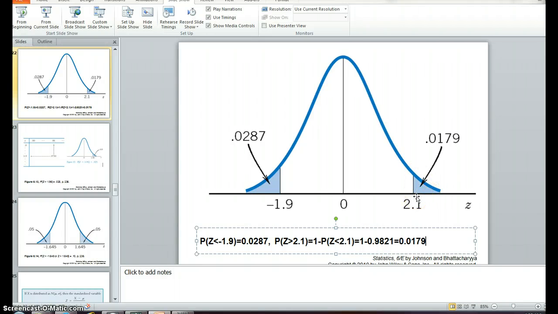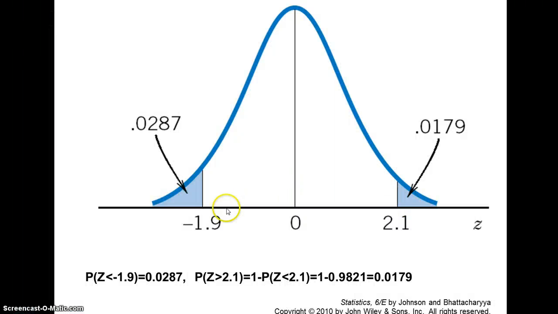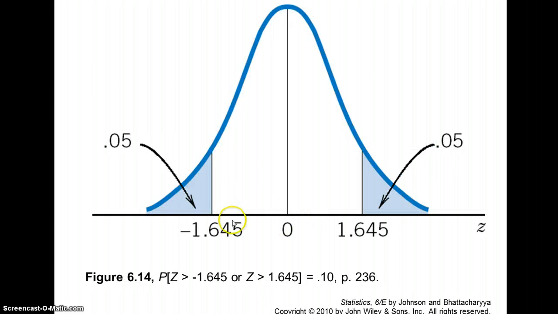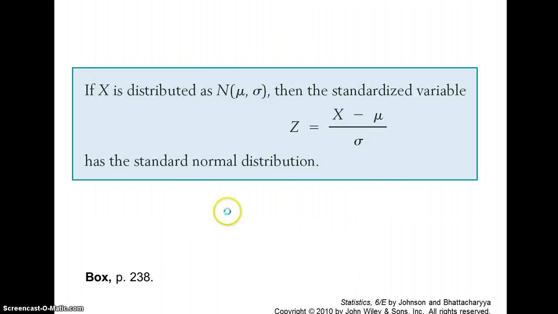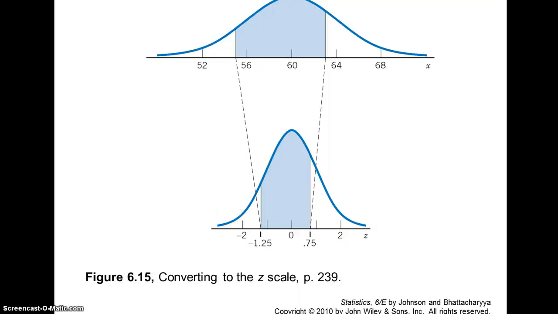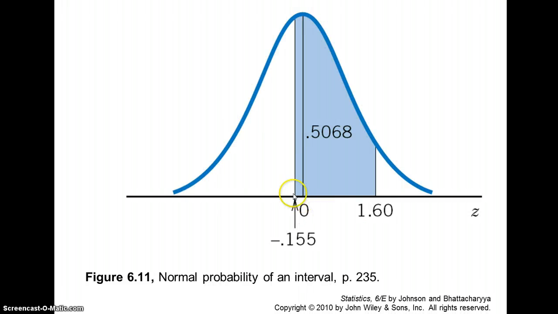Now, one more case is we want to find the area in between. So what if I want to find the area between negative 1.9 and 2.1? It wasn't shaded here. Let's actually look at this example. We want to find the probability of capital letter Z between negative 0.155 and 1.60. So it's the area under the curve from negative 0.155 to positive 1.60. It's the area shaded here.